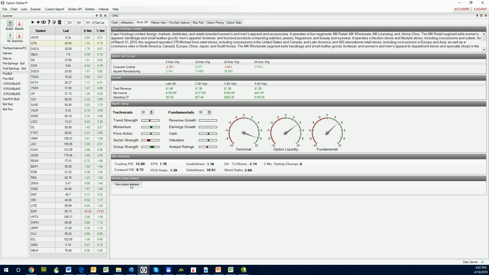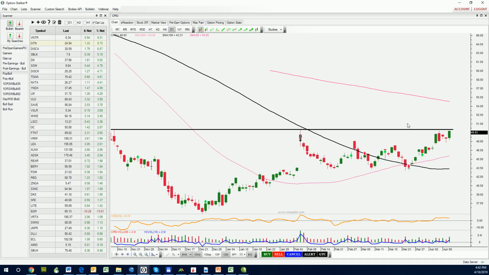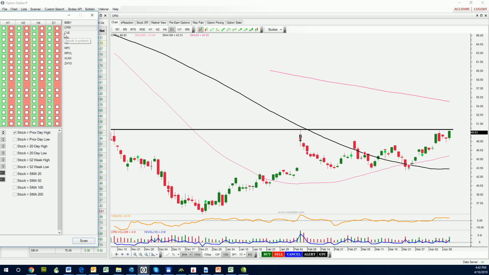If you wanted to see the earnings release, you click that, and it's going to show you the prior earnings release. Very nice feature. But I'm going to put an alert there. I'm not going to buy this stock. It's a little bit herky-jerky and choppy, and I don't know that it has decided what it wants to do yet. So I'm going to take a pass on it, and we're going to keep looking at other candidates.